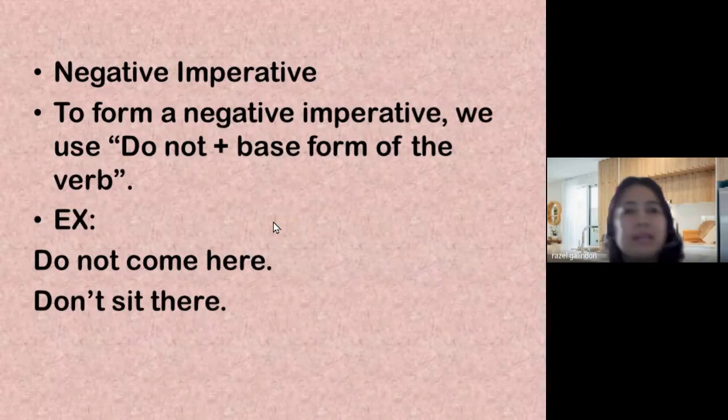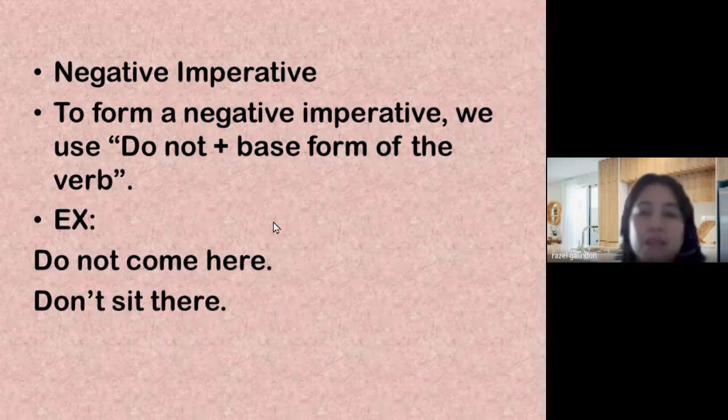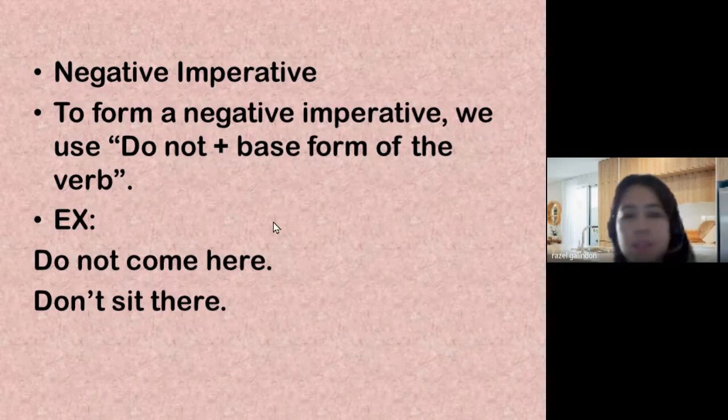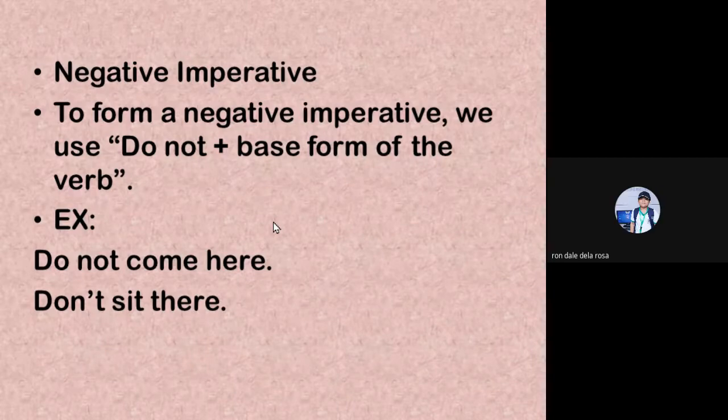While to form a negative imperative, we just use the words do not plus the base form of the verb. When we say negative sentence, the sentence has the word not or do not or never. So that's why it is called negative imperative. My examples here: do not come here, or don't sit there. As you notice, it begins with do not plus the base form of the verb. Do you have any question before we proceed to the next? Wala na po. Okay, thank you.